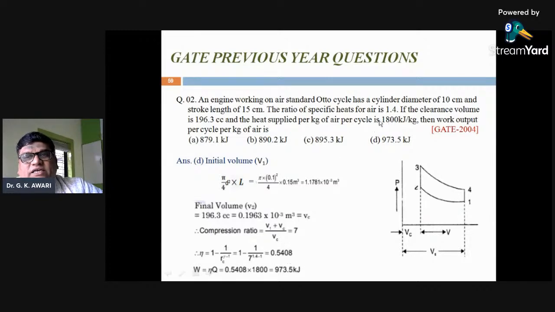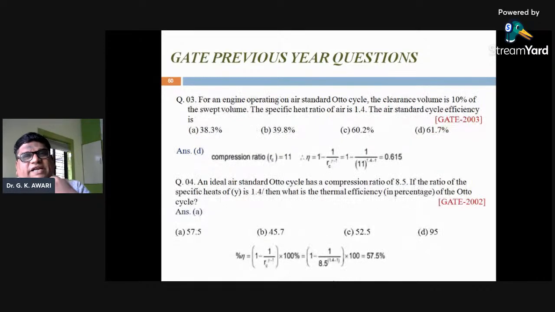0.5408, and the heat input, heat provided, that is Q, is given. Heat supplied per kg of air fuel cycle is 1800 kilojoule per kg Kelvin. So therefore, work done is equal to 973.5 kilojoule. With this kind of question, you must know the formula, you must know the fundamentals, you must be able to draw the PV diagram, and then you have to solve the particular numerical which is given in the GATE examination.